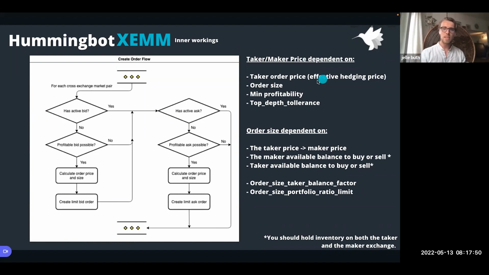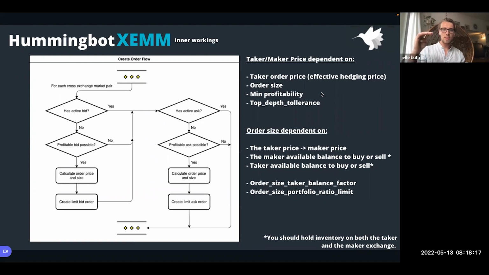And this is called the effective hedging price. At what price can I buy or sell an asset right away without any latency? And of course, it's dependent on order size. As you could imagine, if you place an order of $1 million, your effective hedging price is less beneficial due to slippage than if you place an order which is only $10. So order size is really important for this.